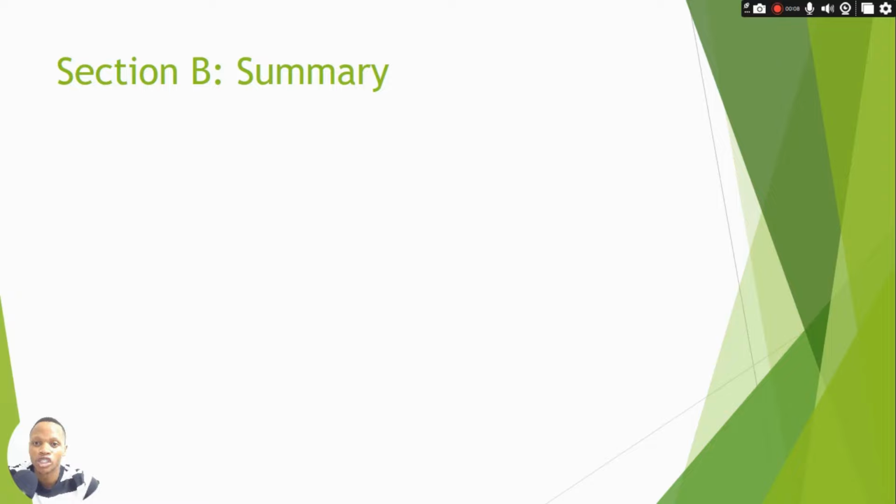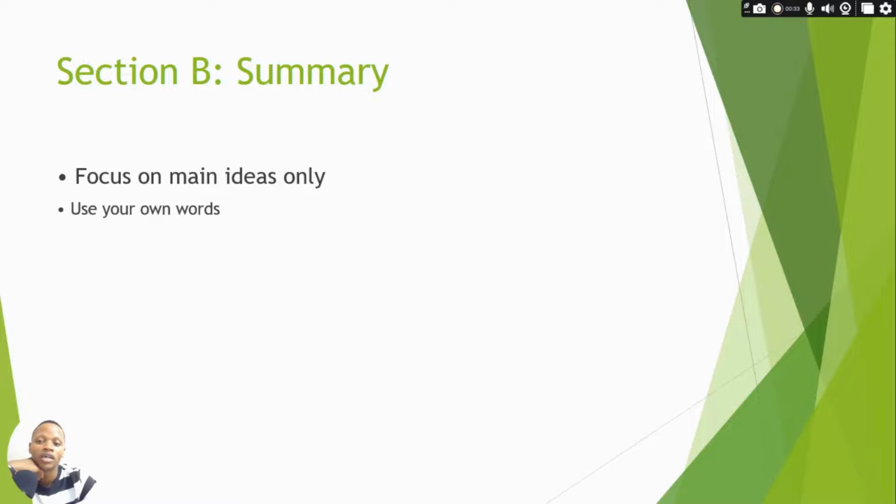Okay, the second section of this paper deals with summarizing. Basically, here you'll be given a very short passage that you need to read and then summarize. So summarizing is very easy. Here, you just look for the main points and then you rewrite those main points in your own words. So basically, this is how you will go about this.